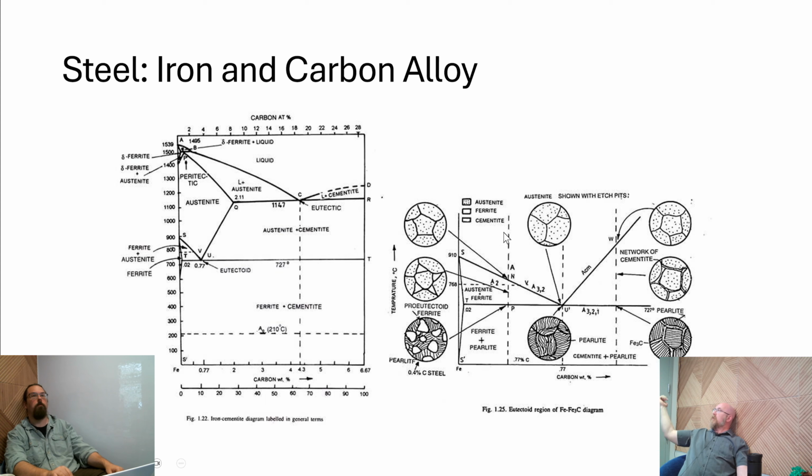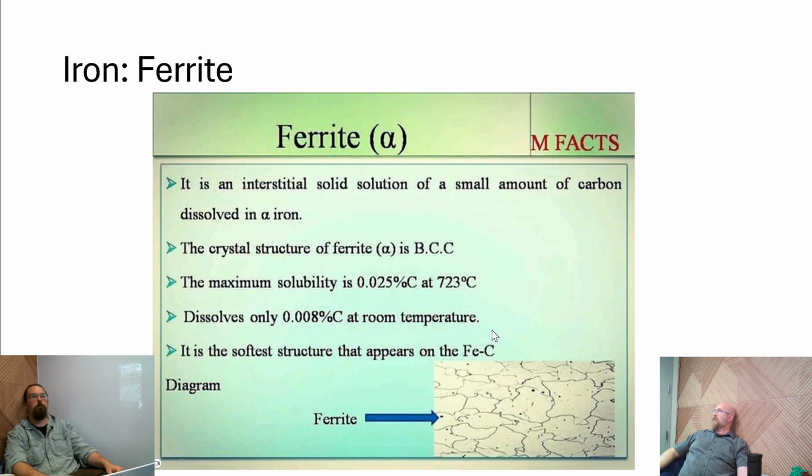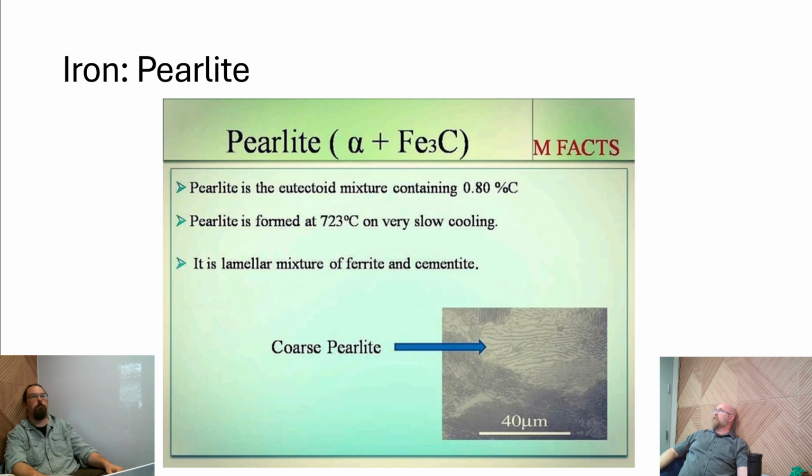So if we go on to the next slide, pearlite is actually a mixture. It's a mixture of ferrite, which we've already covered, and cementite, which we'll cover later. But it forms a laminar structure, just like a layer cake. So this is essentially two different phases of iron that are sandwiched on top of each other.